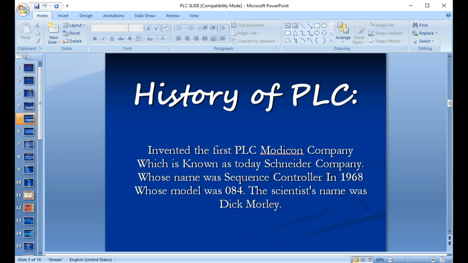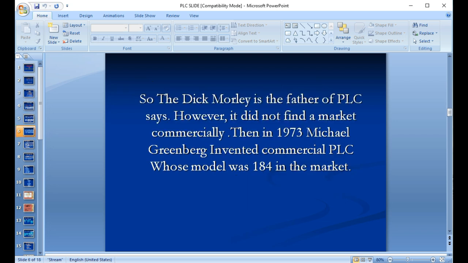History of PLC. The first PLC was invented by an American company, known today as Schneider, whose name was Sequence Controller, in 1968, and whose model was 084. That means the first PLC was built by an American company, and the model was 084. The scientist's name was Dick Morley. That means the first inventor of the PLC was the Honorable Dick Morley. He is a scientist, and Dick Morley is said to be the father of PLC. However, it did not find a market commercially. Then in 1973, Michael Greenberg invented a commercial PLC, whose model was 184, in the market.